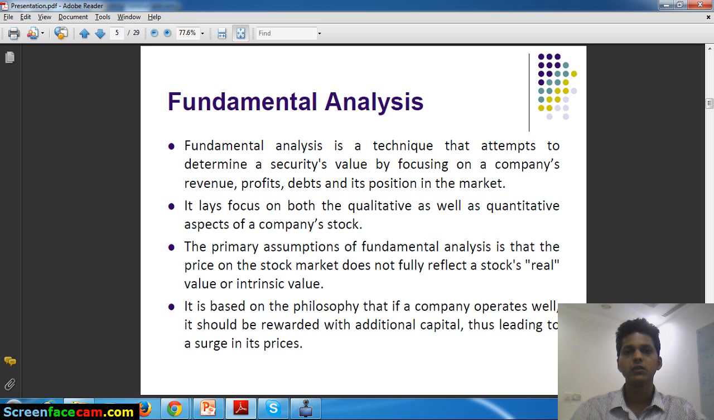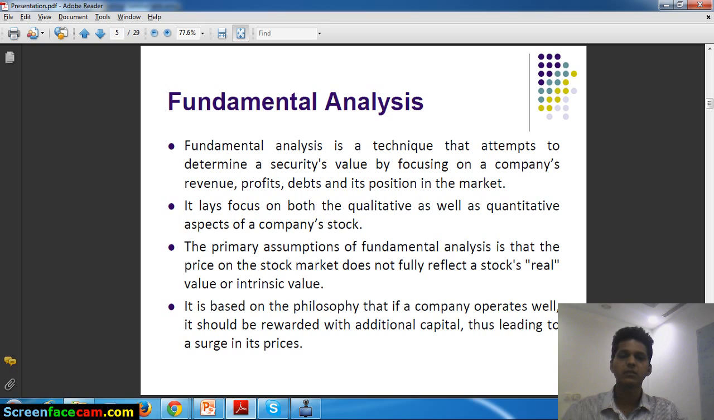So furthermore, fundamental analysis lays focus not only on the qualitative aspects of a company but also on the quantitative aspects of its stock. So when we're talking about qualitative aspects, it could refer to the company's categorization as a blue chip company or a penny stock company. When we're talking about the quantitative aspects, it could refer to the company's stock's current value, as a result of which the company's market capitalization is based on.